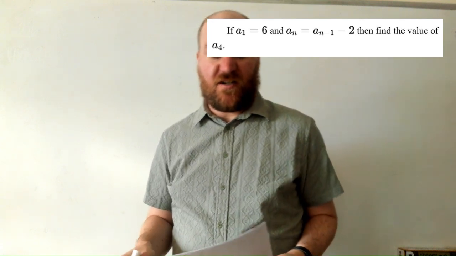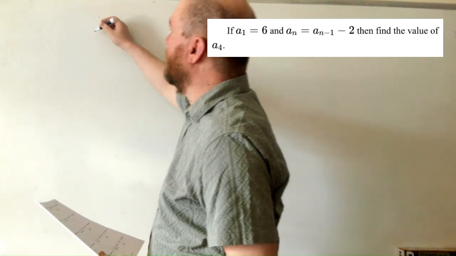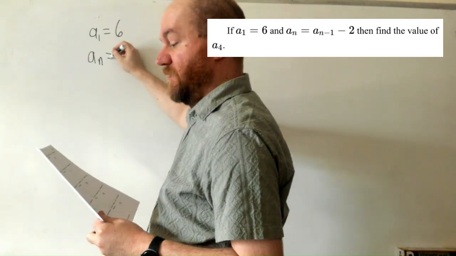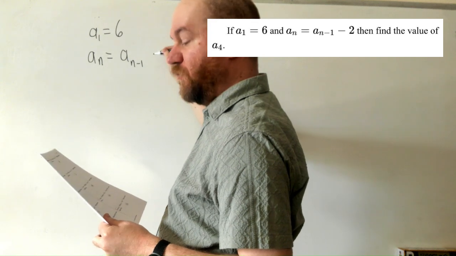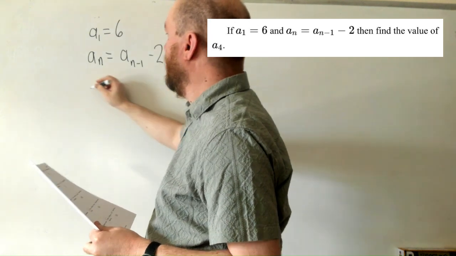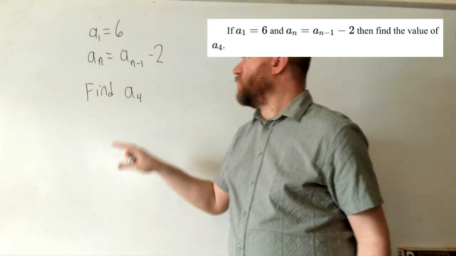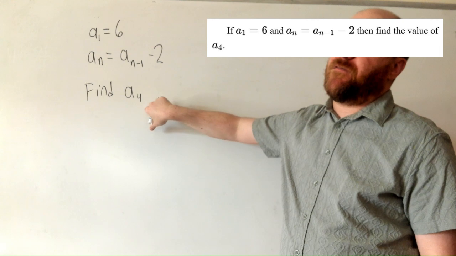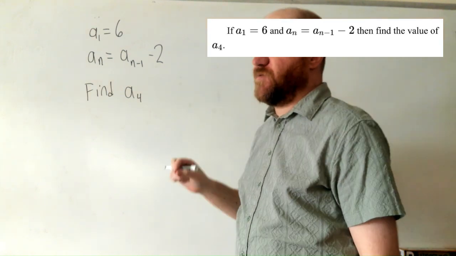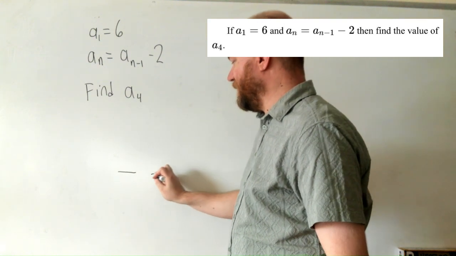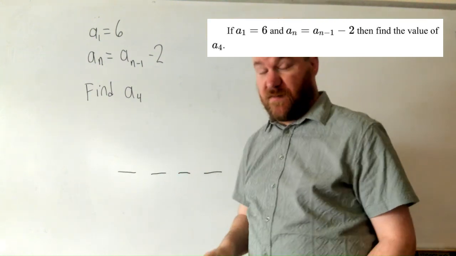Hi, in today's video, we're going to talk about recursive sequences. So the first question says if A1 is equal to 6 and A sub n equals A sub n minus 1 minus 2, they want us to find the value of A4. Remember, the variable for this little writing is n, and that tells us what position in the pattern we're looking for. So for A4, they want us to find the fourth number in this pattern.